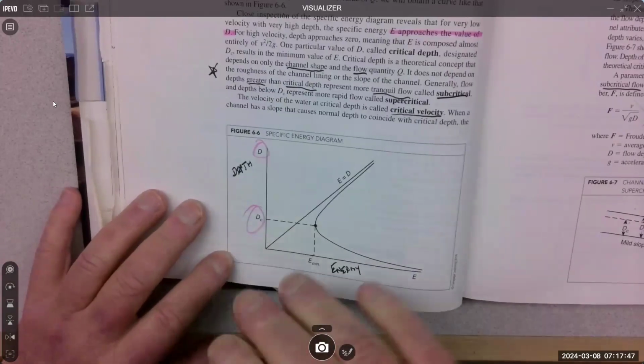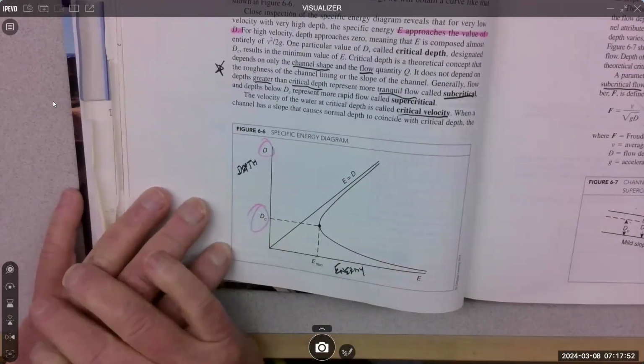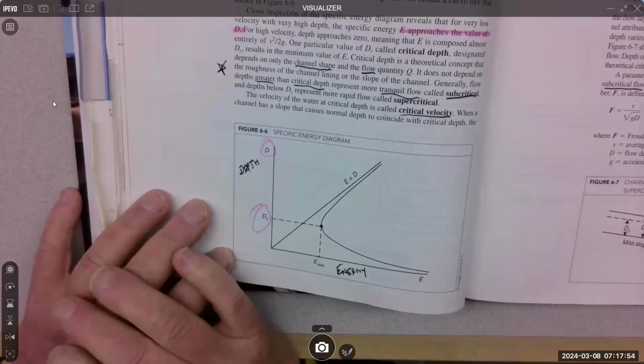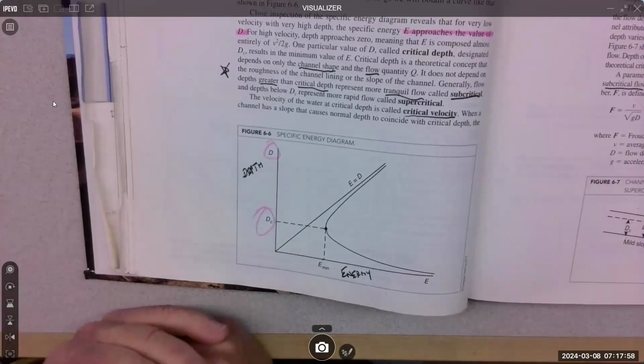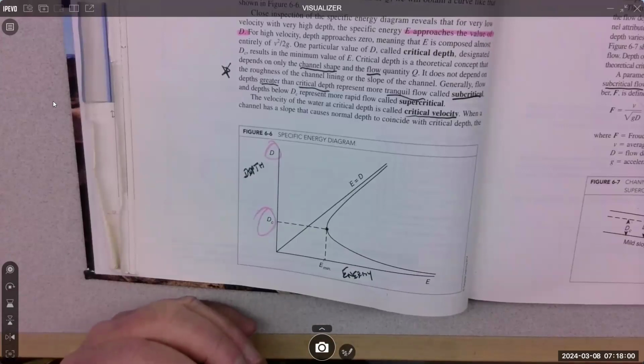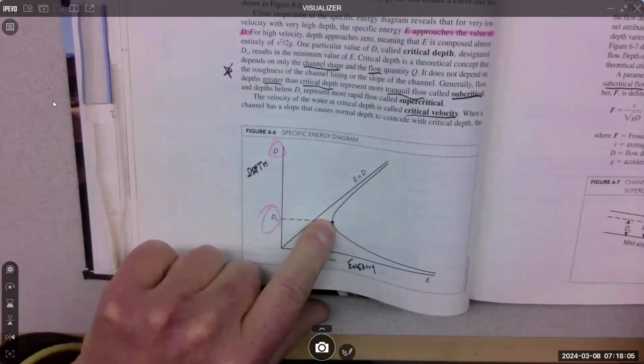If your weir is too steep, you have too much velocity, and you're not going to transport water very far that way. If it's too flat, you don't have enough velocity, and you're also not going to transport water well that way. So we want to know this happy location, right?